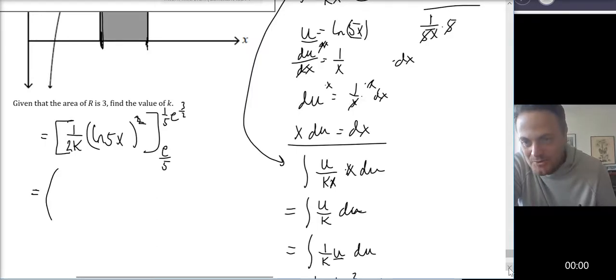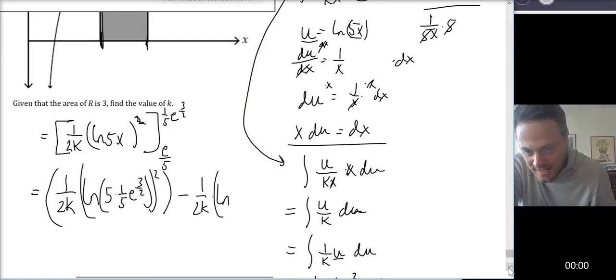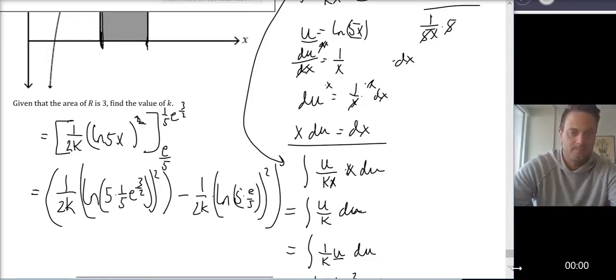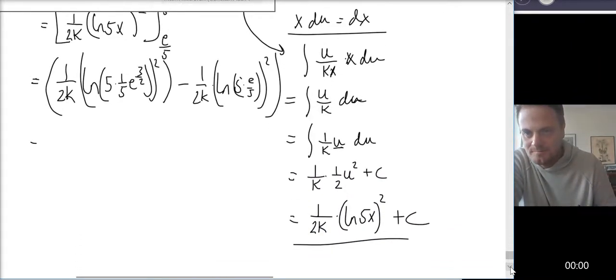But let's now put in the upper limit first. Then we get ln of 5, I really need a bracket here, 5 times 1 over 5 times e to the power of 3 over 2, squared. That's correct, right? Minus 1 over 2k times ln of 5 times e over 5. We need a bracket here. Square. This is fun.